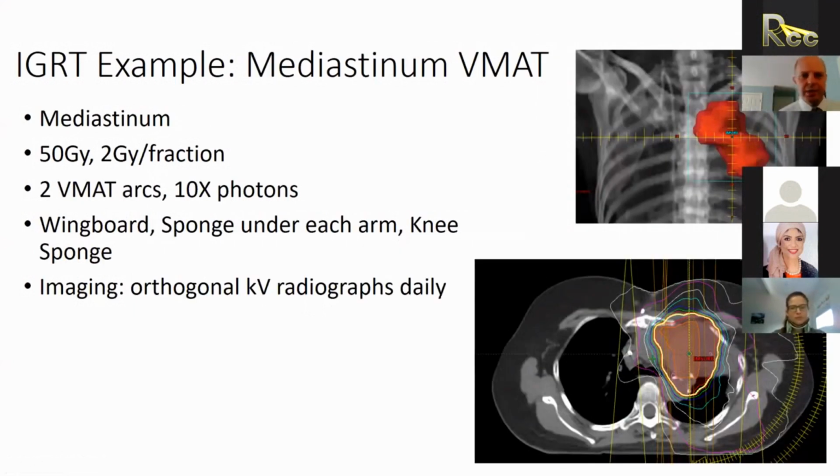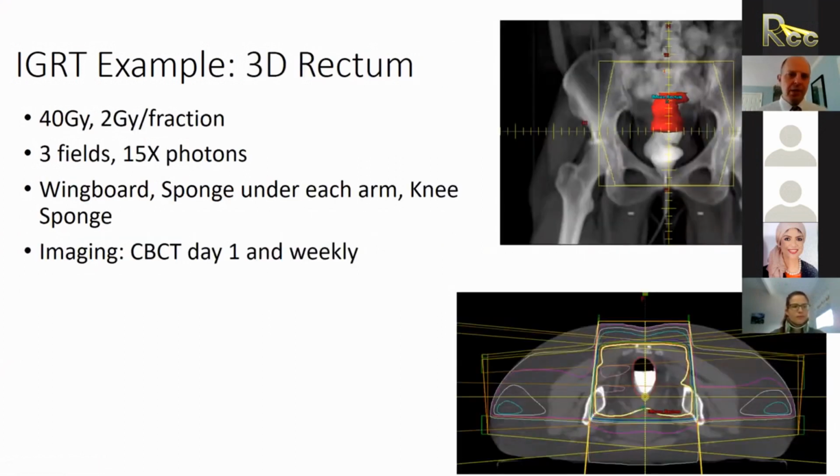Here's a third example. This is a mediastinum VMAT case. So it's an arc that goes around, similar to IMRT. 50 gray, 2 gray per fraction, wing board, sponge under each arm, knee sponge, and it says orthogonal kV radiographs daily. So that's basically orthogonal imaging on a daily basis. Another example here, this is a 3D rectum. So 40 gray, 2 gray per fraction, 3 fields, 15x photons, wing board, sponge under each arm, knee sponge, cone beam CT day 1, and then weekly.